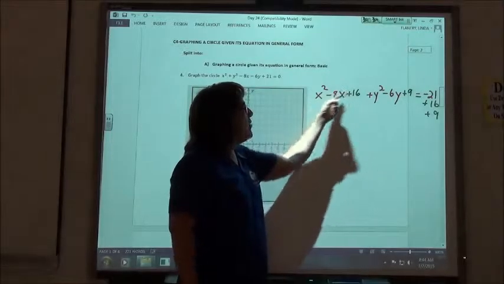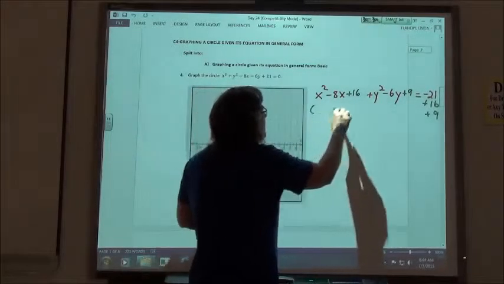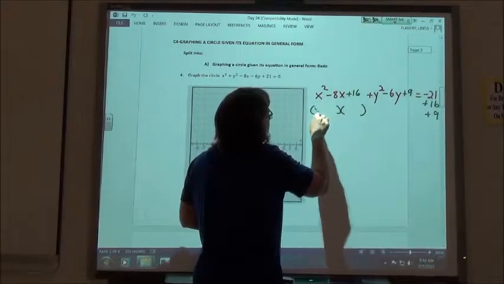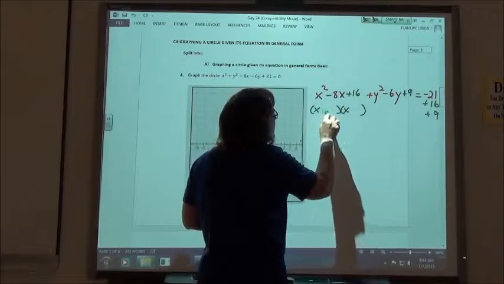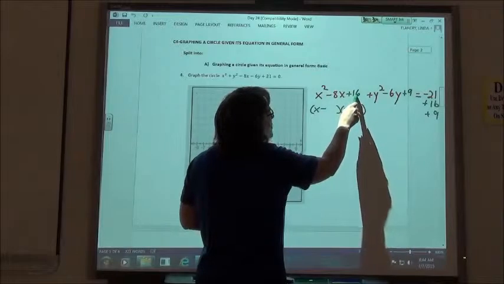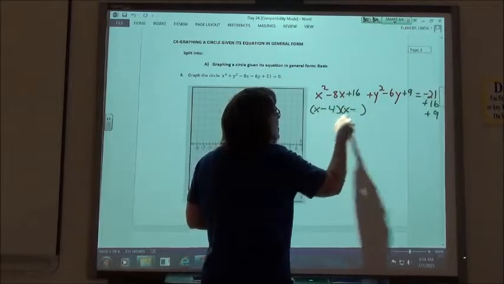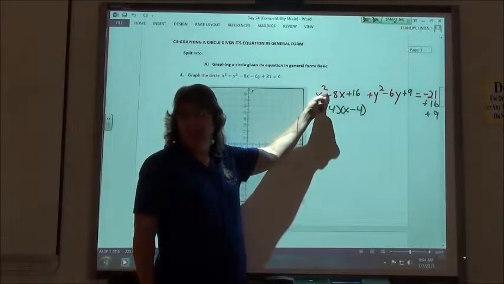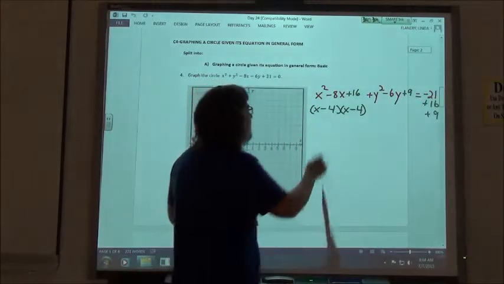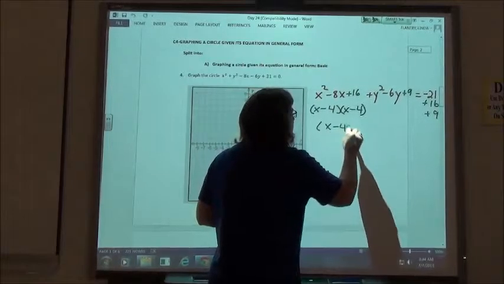This then should factor out into a perfect square. If I factored it the long way, x and x, the end is positive, so both signs are the same as the middle. A negative and a negative, factors of 16 that add up to 8: 4 and 4. What it ends up being is just half that middle number, right? Half of negative 8 was negative 4, so x minus 4 squared.